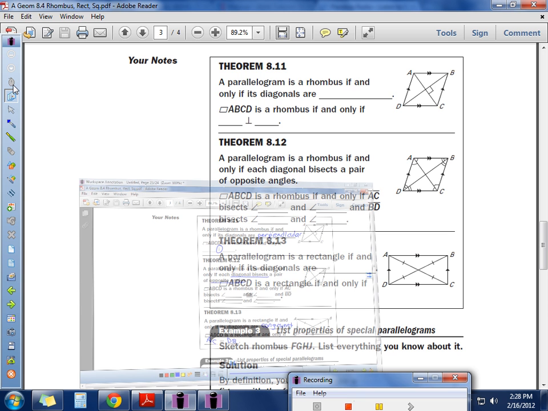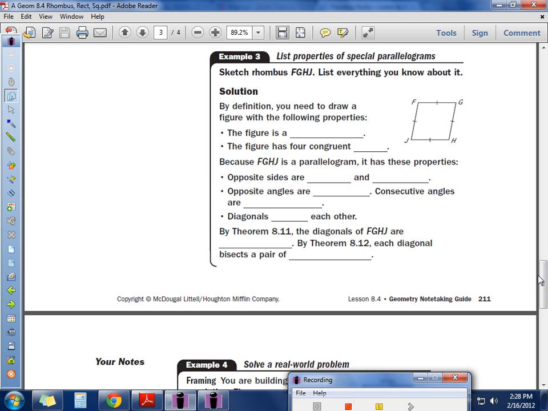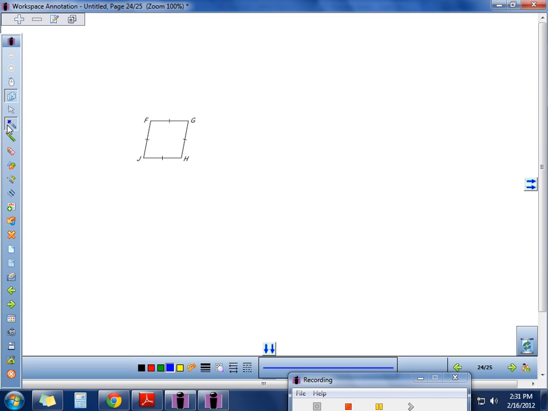Now we're going to use these properties. We're going to really focus on this, and we're going to list everything we know about it. So I'm going to create a new page so we can just focus on this. I don't really like their blanks in this case because we're going to shorthand our properties. This is a rhombus. We've got to figure out everything we know about it.